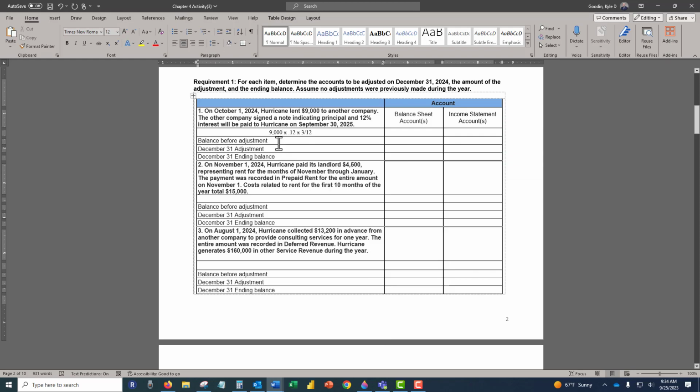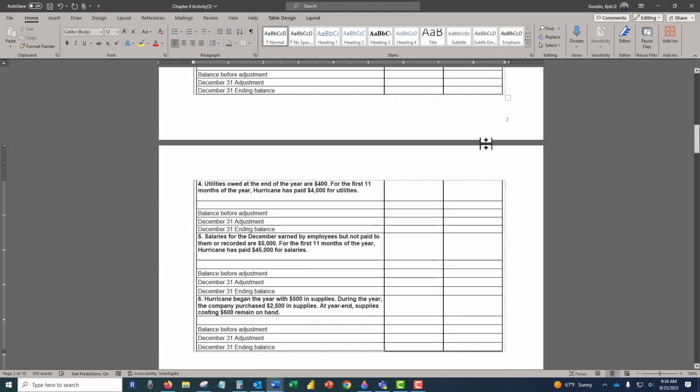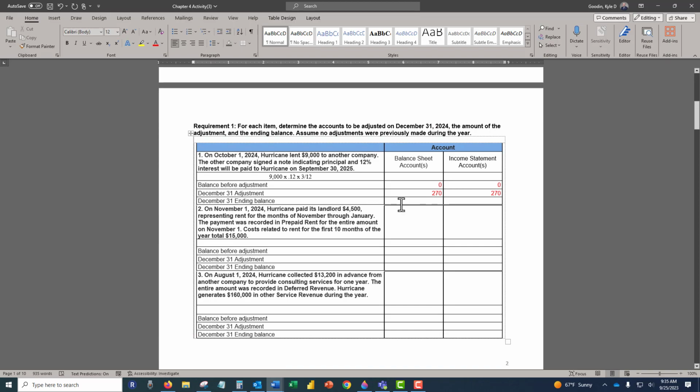Okay, so what was our balance before the adjustment? Well, it was $0. We didn't have any money in those accounts. So on both statements, the balance sheet and the income statement, it was 0. The adjustment we need to make on December 31st is $270, and this will be to interest payable. And then the adjustment on the income statement will be $270 to interest expense. Sorry about that. Okay, so our ending balance at the end of December 31st is going to be $270 for both of those accounts.